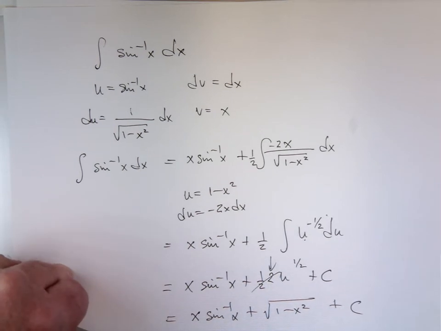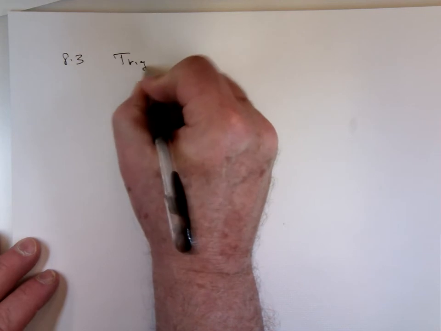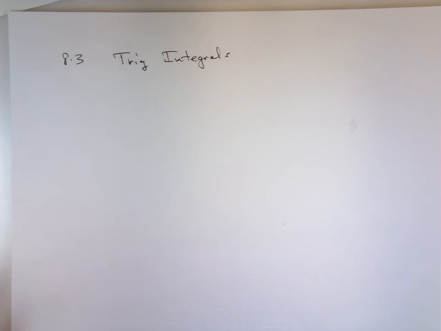Let us begin 8.3, okay? We're just going to begin. I'm not going to do the whole thing. 8.3 is trig integrals. Now, we have some trig integrals already. We know the integral of sine, of cosine, of tangent. We know the integral of secant. We know the integral of secant squared and the integral of secant tan. Isn't that enough? No, it's not enough. We have to do others.